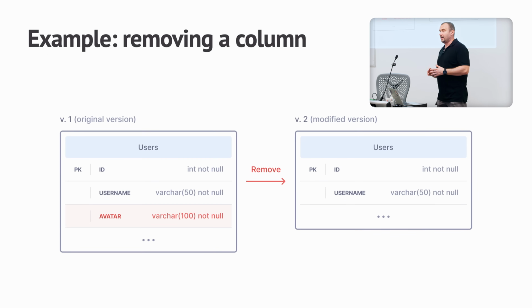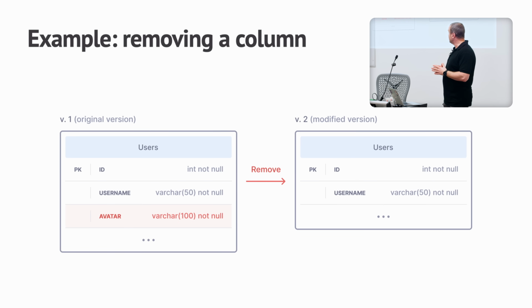Another example. How do we remove this? Let's say this feature was unpopular, I don't know, for whatever reason. It didn't work out. So we want to revert everything and just remove the column that is no longer needed. So how do we do this? Again, if we just simply remove it, it will be broken, right? The application expects it to be there, but it's not there.